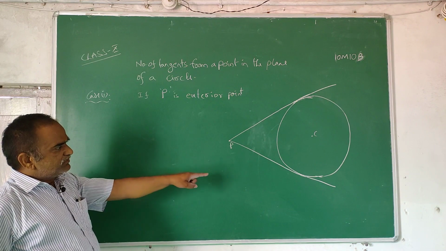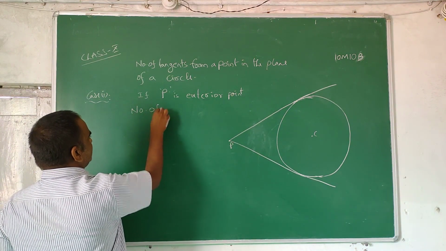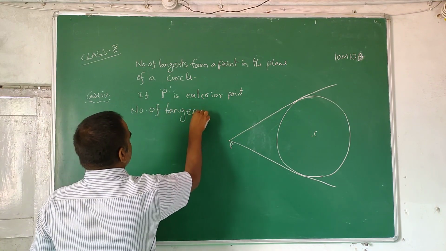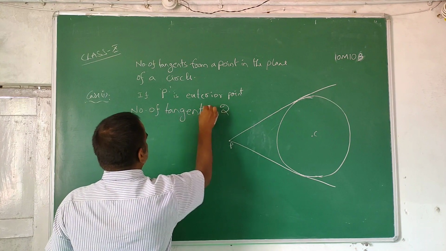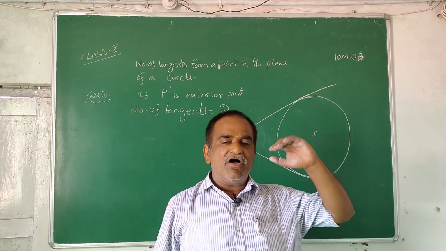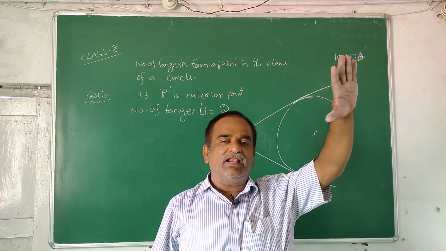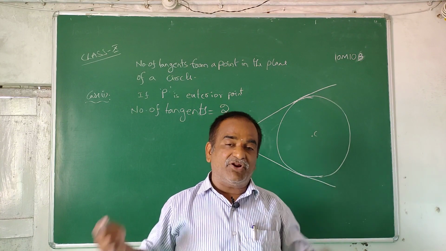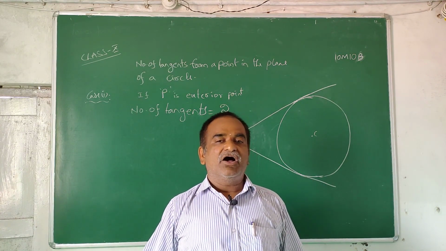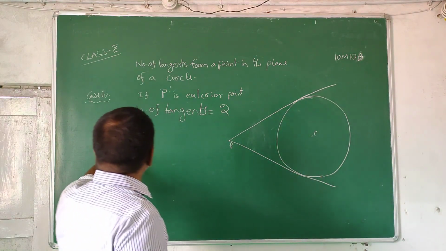So the number of tangents that can be drawn from an exterior point of the circle is 2. Understood? So, if a point P lies outside the circle, the total number of tangents that can be drawn from the point P to the circle is 2. Understood? Now, what is case 2?